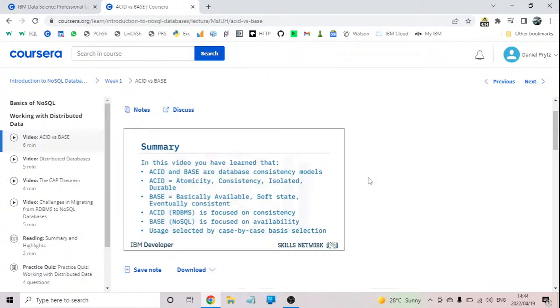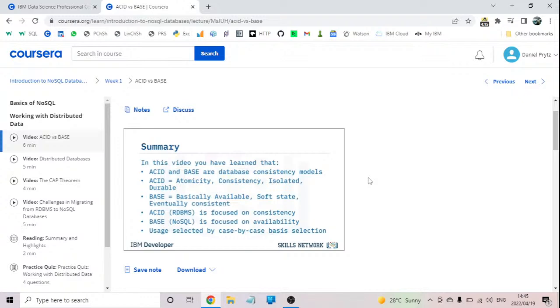Okay, and next we have BASE, which is as follows. Basically available, soft state, and then eventually consistent. All right, that is pretty good.